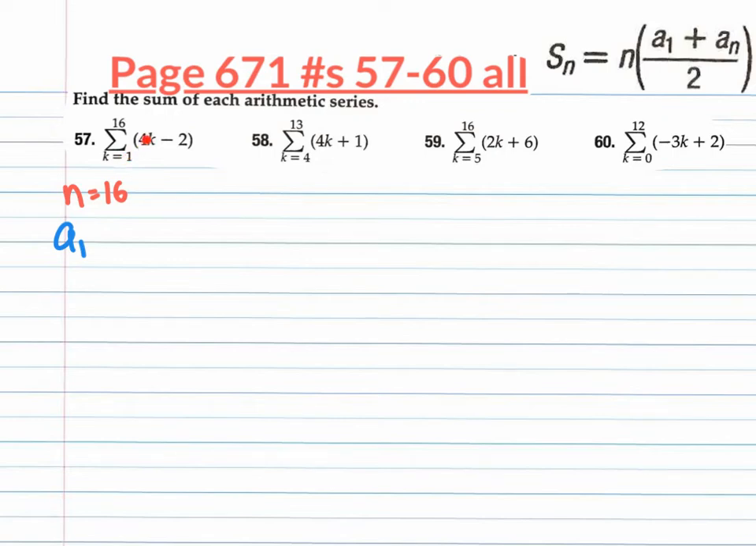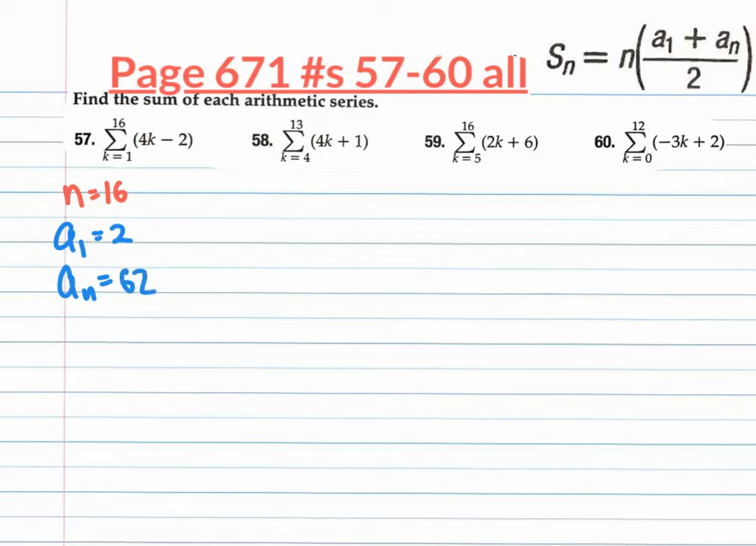On number 57, we could also find a sub 1 by simply plugging in this first value. 4 times 1 is 4. 4 take away 2 is 2. So the first number on our list is 2. And we could also find a sub n, by plugging in the last number on our list, which is 16. So 16 times 4 is 64, and 64 minus 2 is 62.